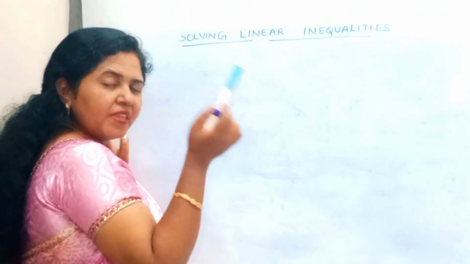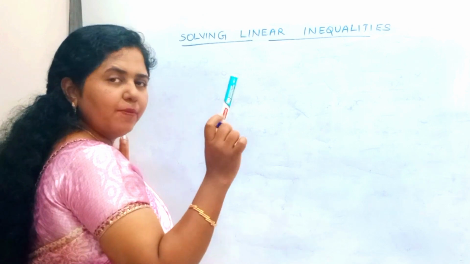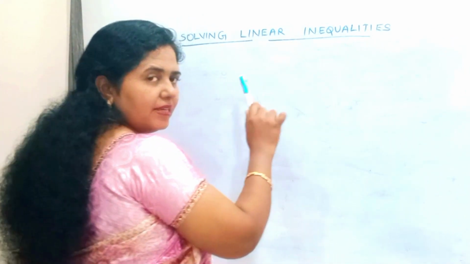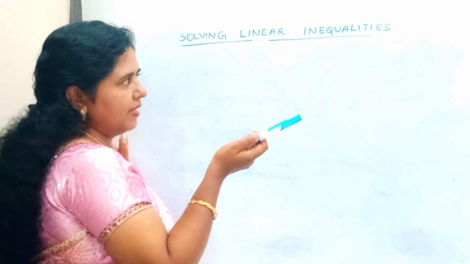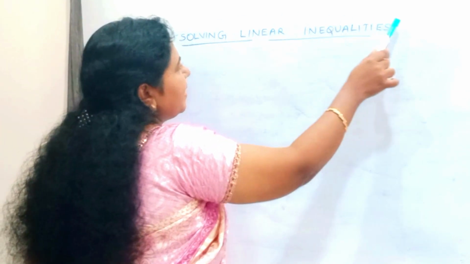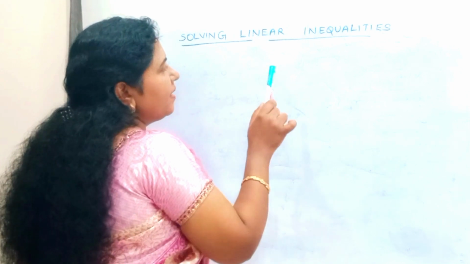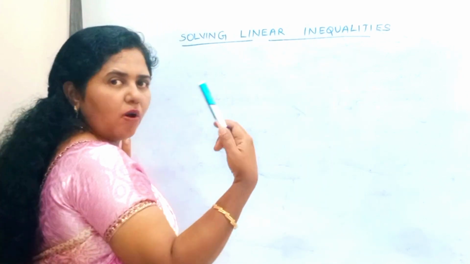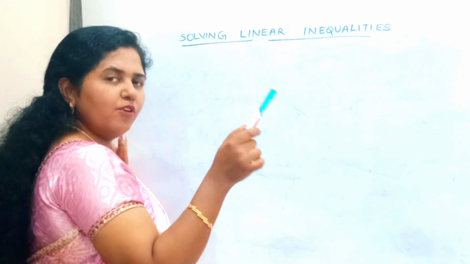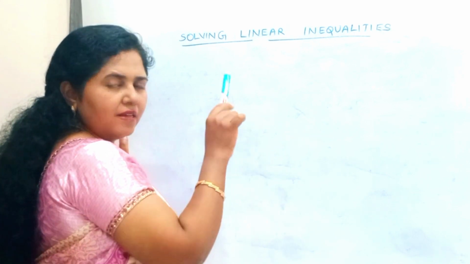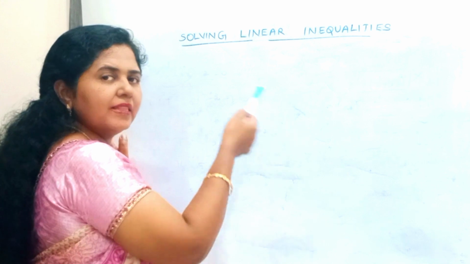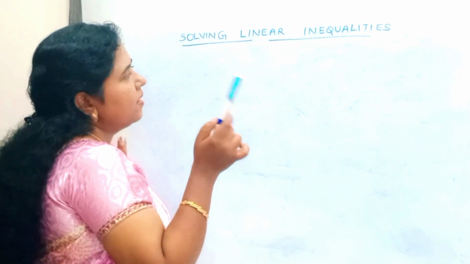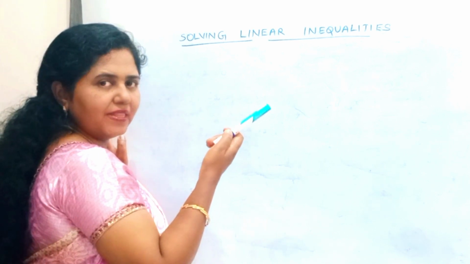Coming to this term, linear. Linear means if the degree of the given inequality is 1, then we can say that inequality is a linear inequality. So, solving linear inequalities means when a linear inequality is given, if we are asked to find out the value of the variable present in the given linear inequality, that is nothing but solving linear inequalities. So now we can start with an example.